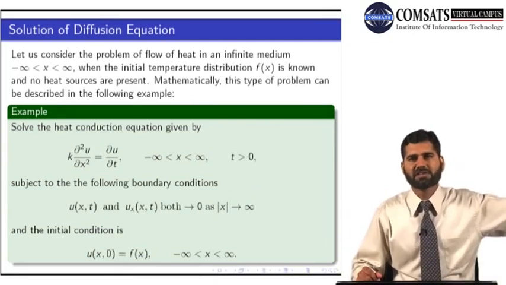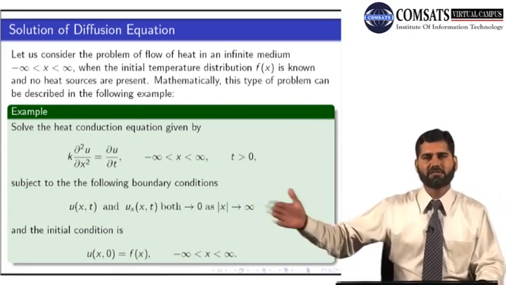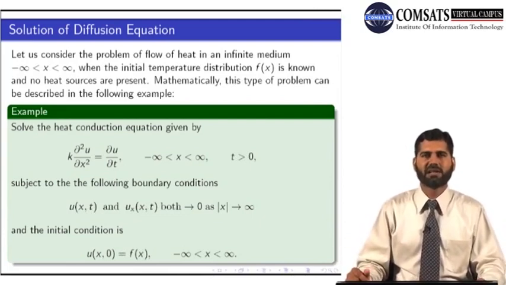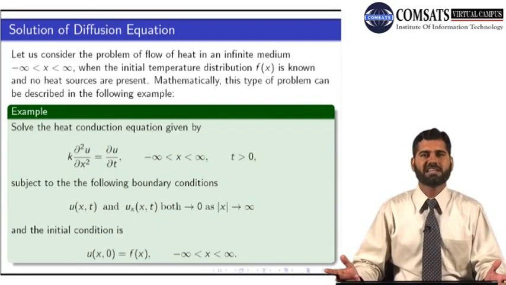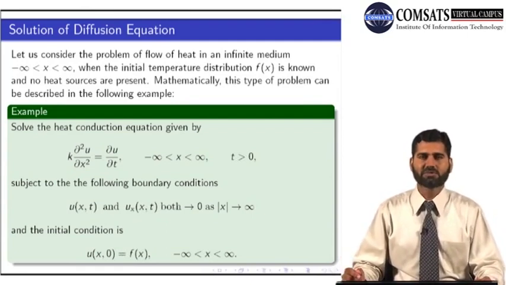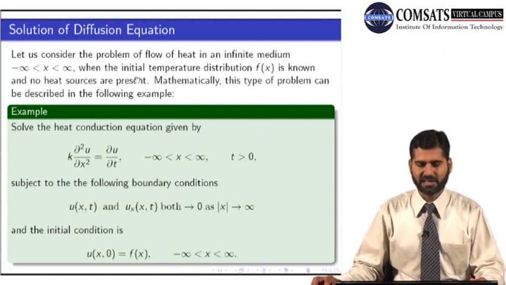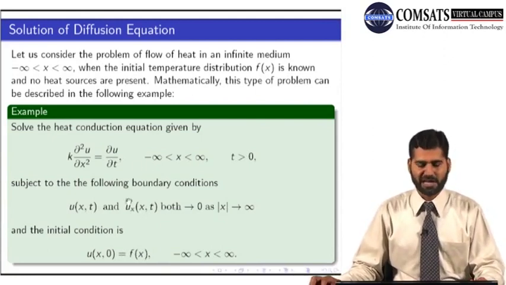That your temperature far away will be 0. On the left side, the temperature far away will be 0, and there won't be any derivative of the temperature as well. Temperature will not be changing at that point. All right, so that's why the derivative is also 0. And the initial condition is given: the initial temperature is f of x. So that is u(x,0) is f of x.